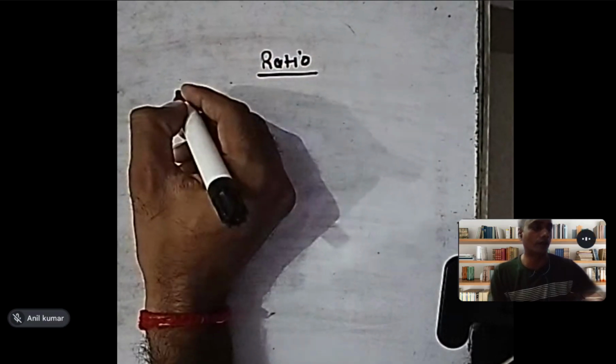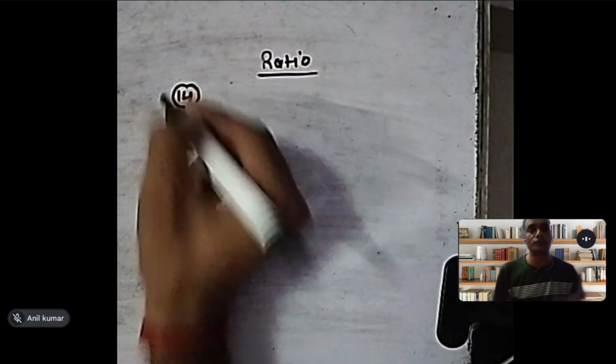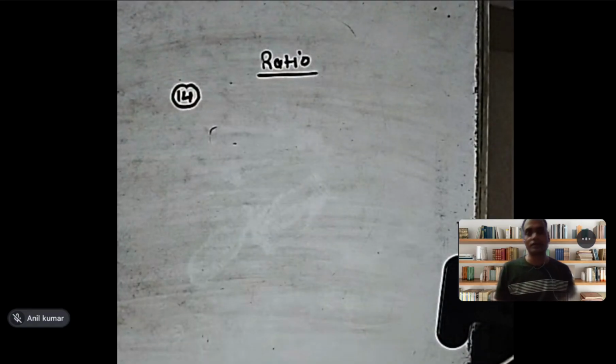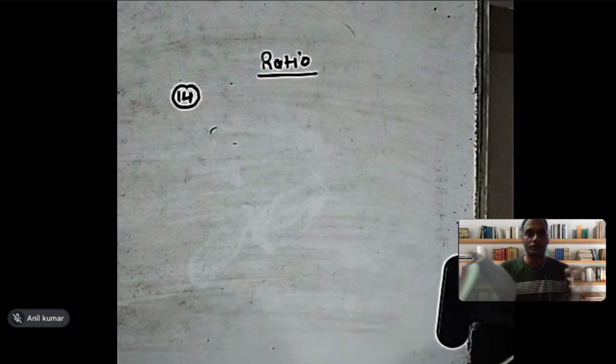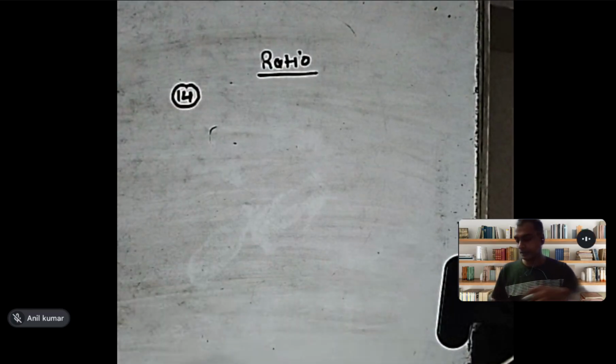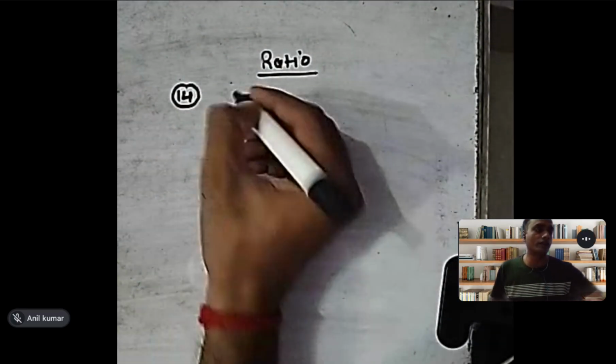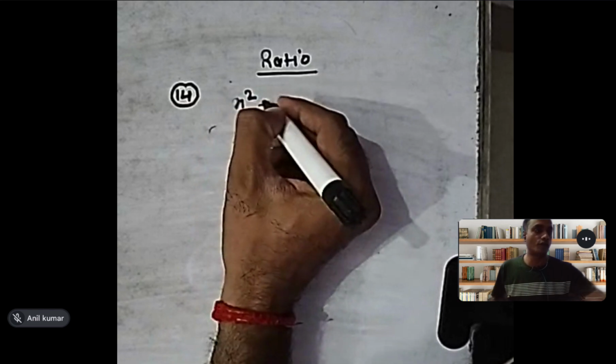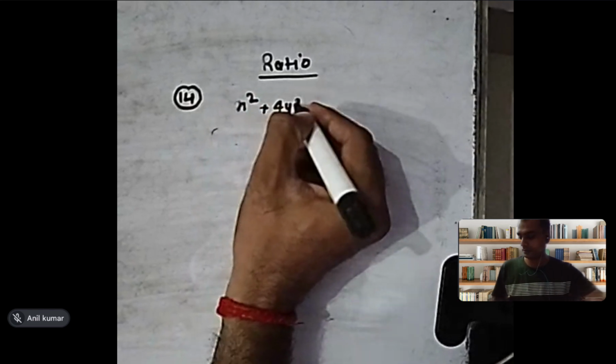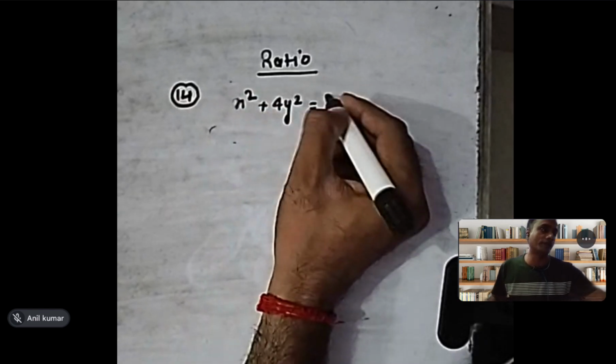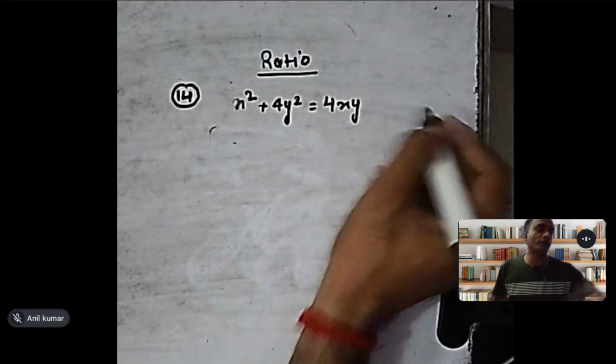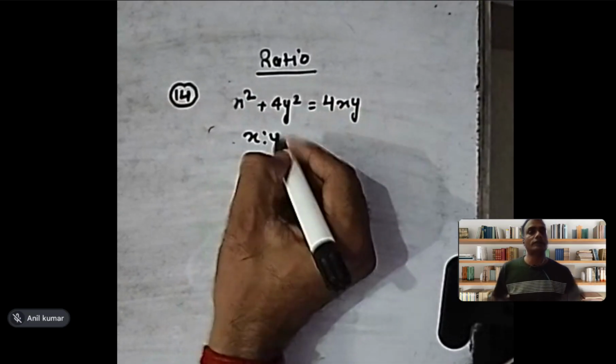ओके. सो दिस इज द टॉपिक रेशियो. एंड हम अभी एक क्वेश्चन और करेंगे. क्वेश्चन नंबर 14 है ये. आदर्श अग्रवाल बुक को हम फॉलो कर रहे हैं. एंड क्वेश्चन क्या है? सिंपली x squared plus 4y squared equals 4xy, and you have to find x ratio y, हमें निकालना है.